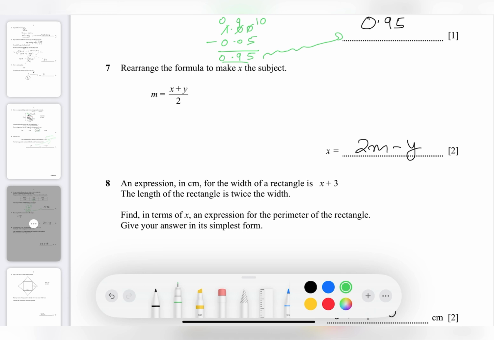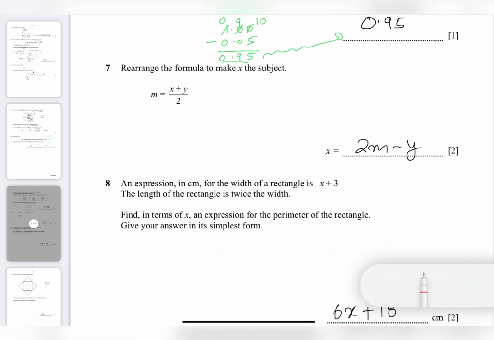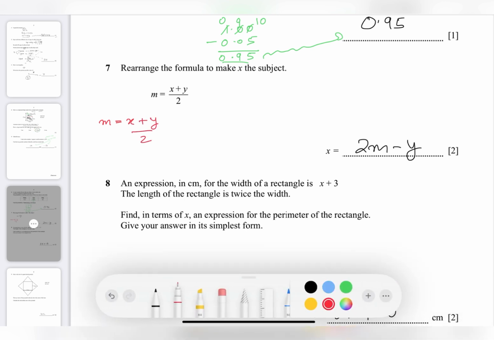Rearrange the formula to make x the subject. How can we make x the subject? Let's try to make x the subject in this one. So these types of questions need practice. So m equals x plus y upon 2. You have to make x the subject. So circle x.